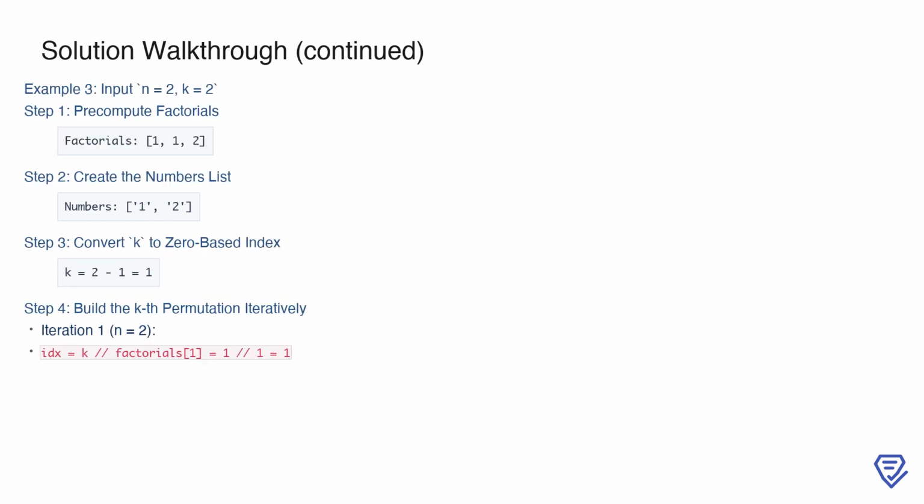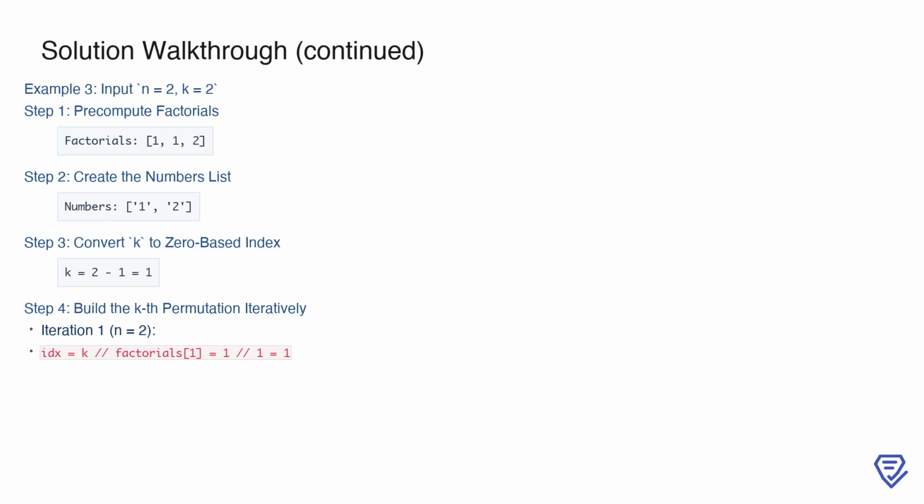For the last example, where n equals 2 and k equals 2, we follow the same process. First, we precompute the factorials, resulting in 1, 1, 2. Then, we create the numbers list, 1, 2. After converting k to a zero-based index, k becomes 1. Now, we start building the KTH permutation.